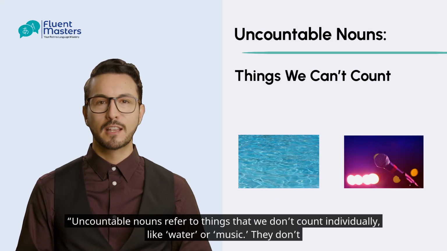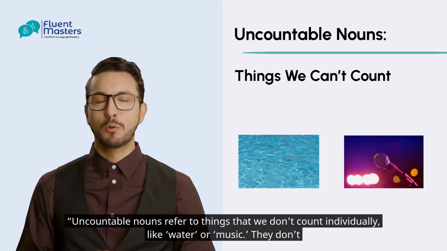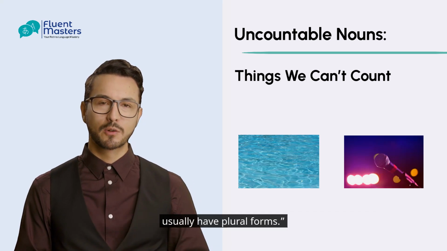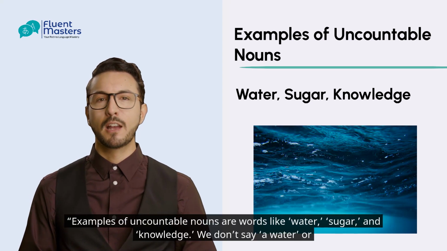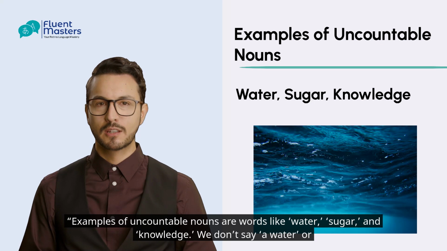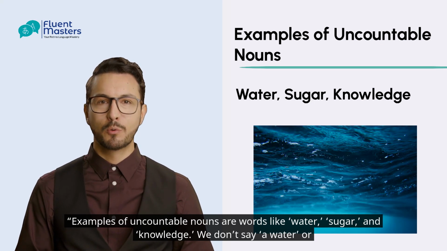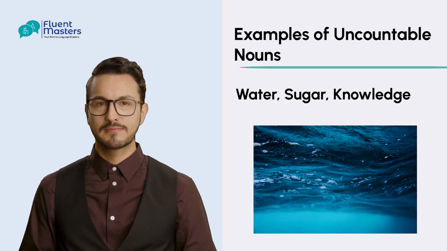Uncountable nouns refer to things that we don't count individually, like water or music. They don't usually have plural forms. Examples of uncountable nouns are words like water, sugar, and knowledge. We don't say a water or 2 sugars.